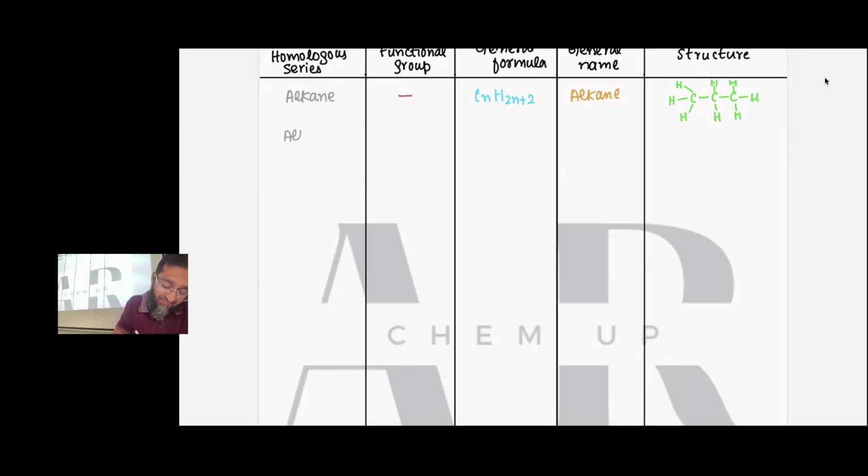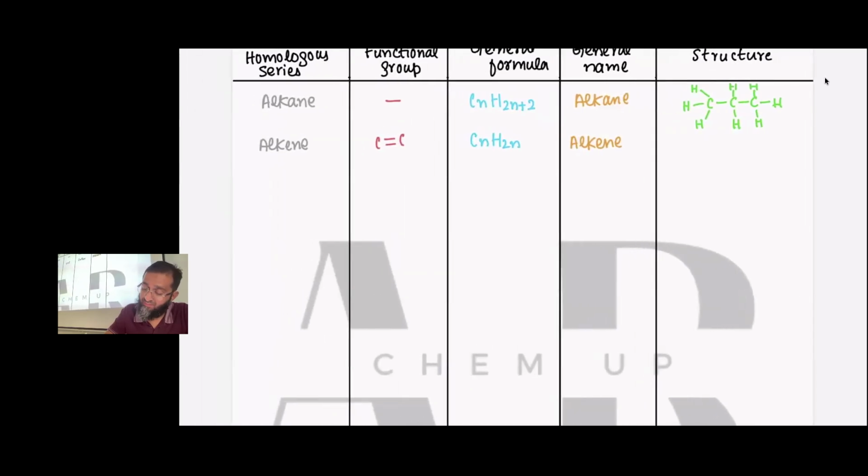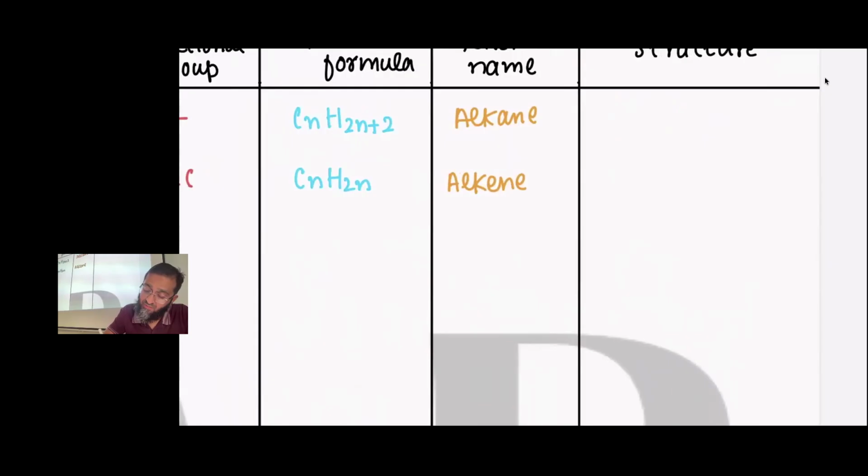Now next we have alkene. So the functional group is a carbon-carbon double bond in the structure of the alkene. And the general formula is CnH2n. What is the general name? Alkene. Okay.